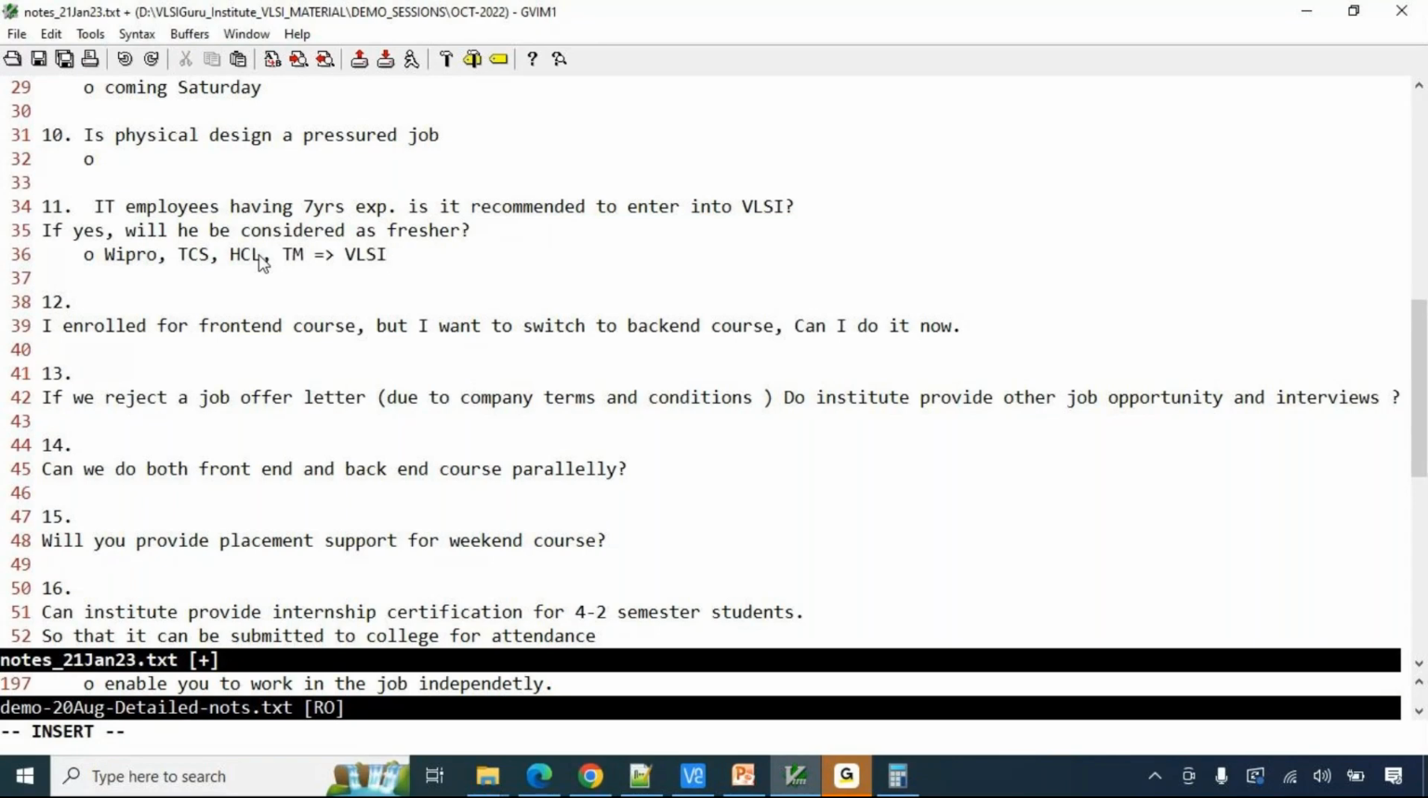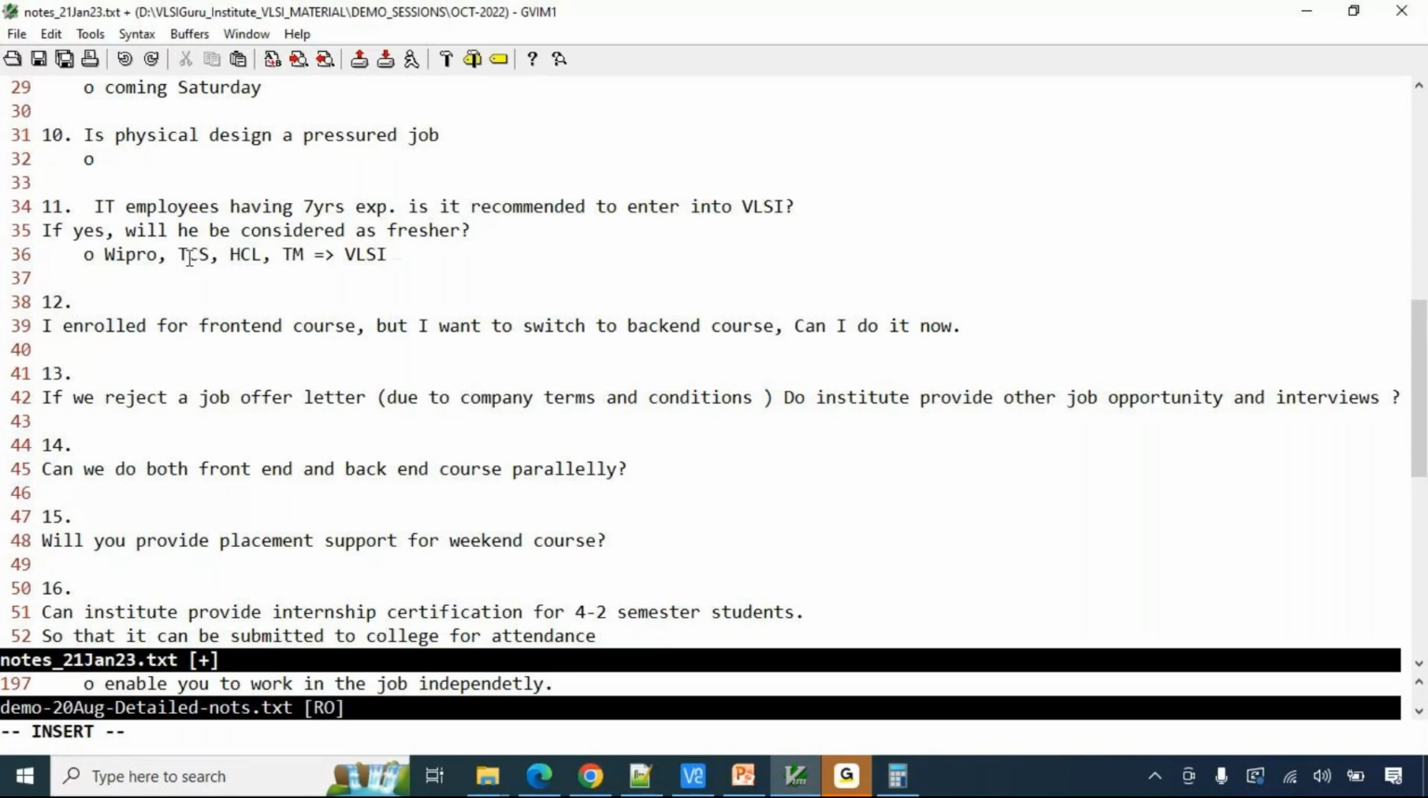Easily switch. Even if you worked in a different domain, let's say you worked in some automation or some software which is nowhere related to VLSI, you can still switch into VLSI. But if you are from a different company, like Wells Fargo, that is harder. Why is it easy in these companies? Because Wipro has a big VLSI division. TCS has a VLSI division, not big, a small one. But Wipro has a big one.